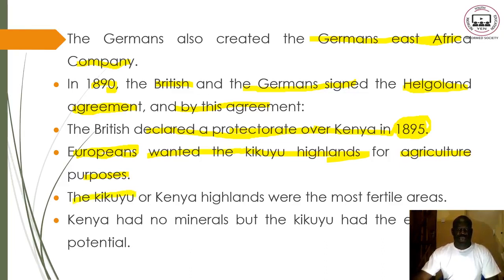The Kikuyu, we have just mentioned the Kikuyu highlands. The Kikuyu or Kenyan highlands were the most fertile areas. That's why they wanted the area for agricultural purposes. Kenya had no minerals, but Kikuyu had a very good potential.